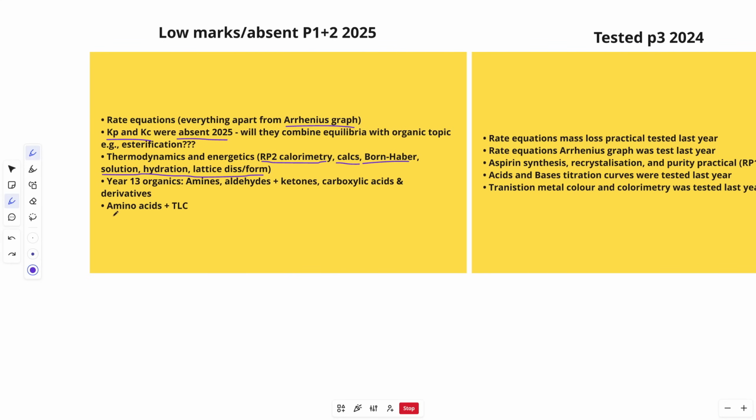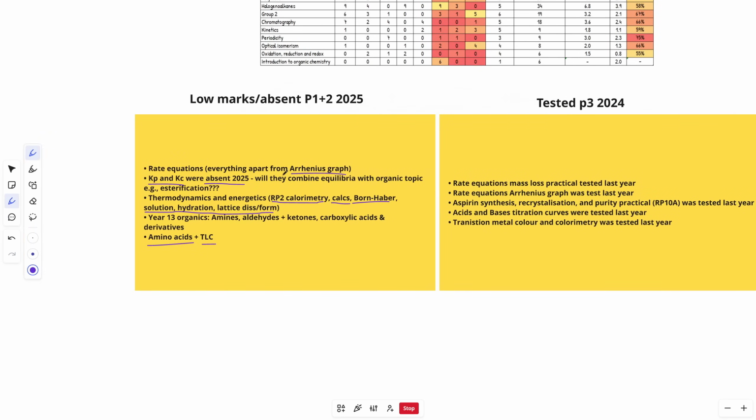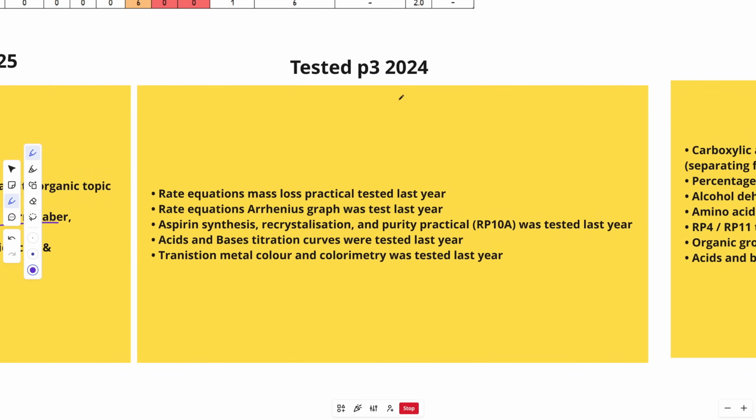And then we had a ton, as far as I've heard, about polymers, all that milk and cheese stuff that was going on. But I would say I would be revising a little bit on amino acids and TLC, so thin layer chromatography, for the required practical 12 and stuff like that, because they haven't asked anything on this yet, so it could come up. Okay, so that's the stuff that's been low marks or absent for paper 1 and 2 2025. Think through this yourselves, guys, because I haven't actually seen the papers. So if you guys clock something that I missed, put it in the comments and let people know.